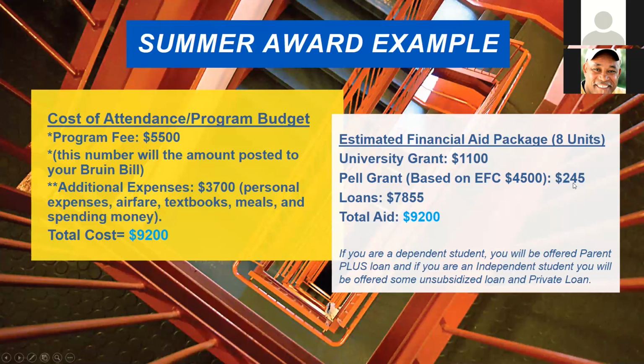This student would have received $245 in the Pell Grant, and to award up to the full $9,200, we would also award this student $78.55 in loans. Again, the lower the EFC, the higher your Pell Grant. And the university grant and the Pell Grant are going to be based upon the number of units you're taking.